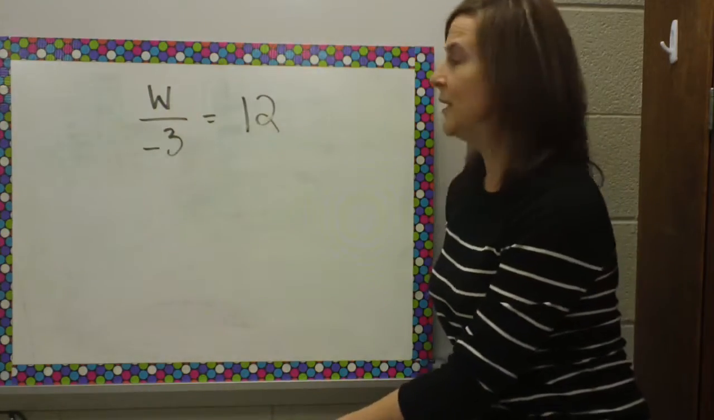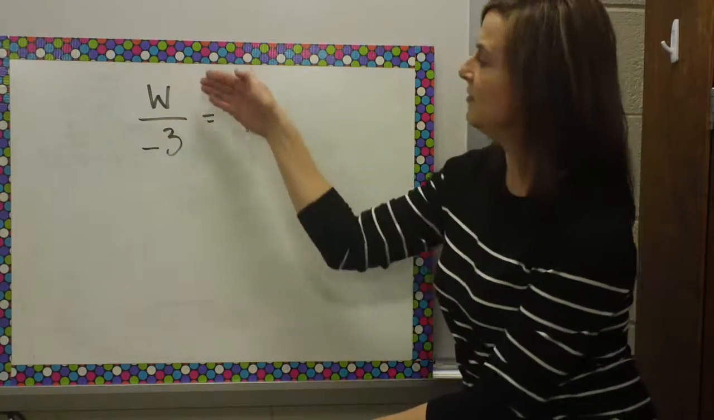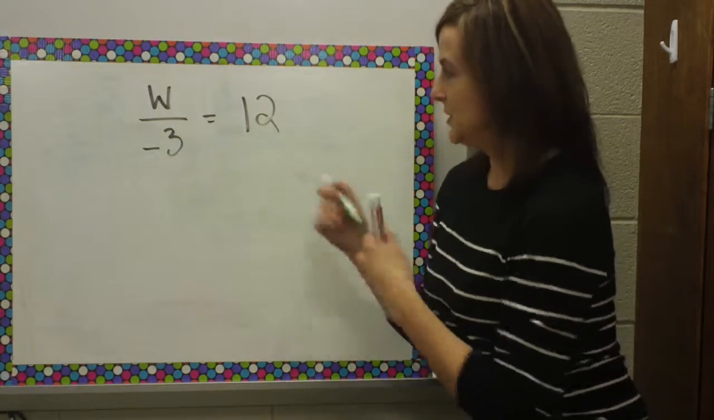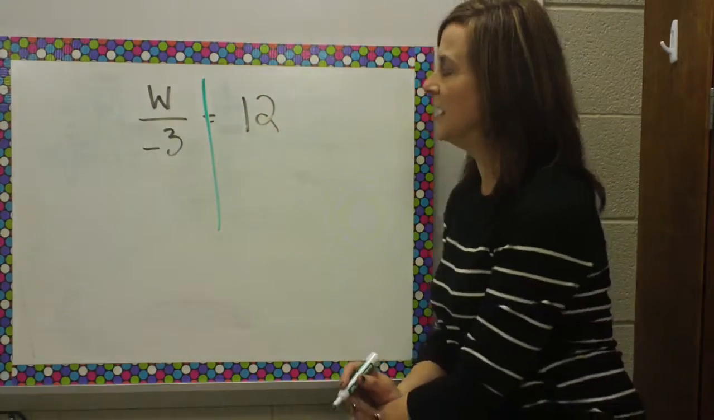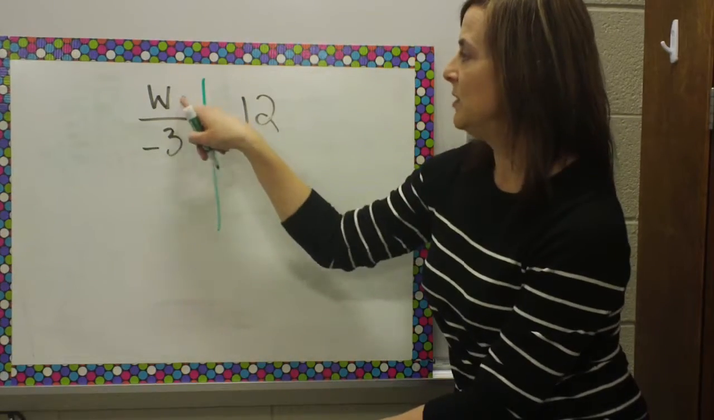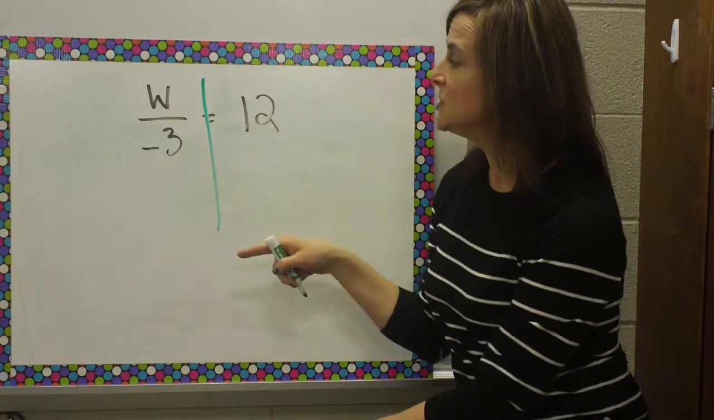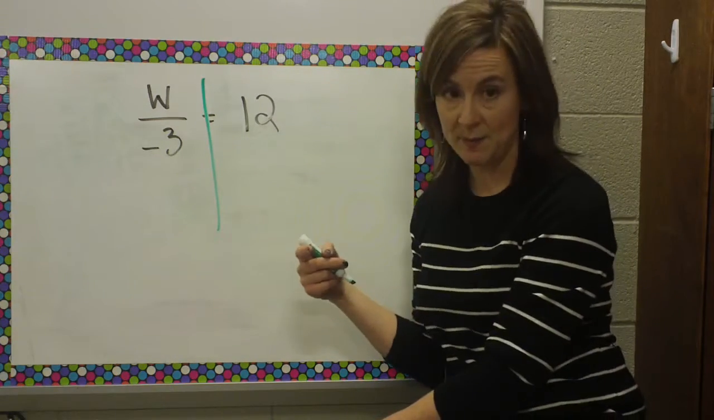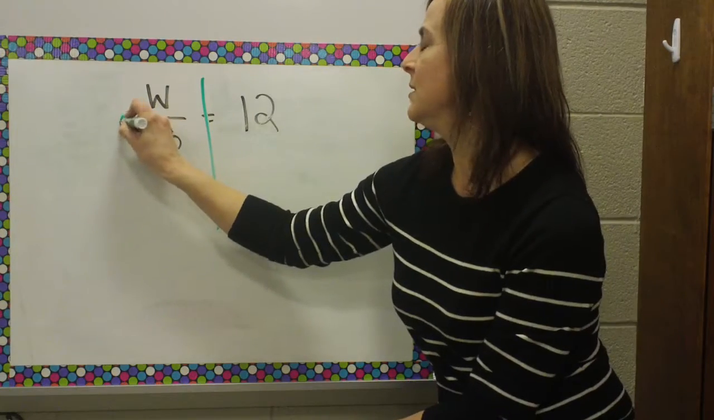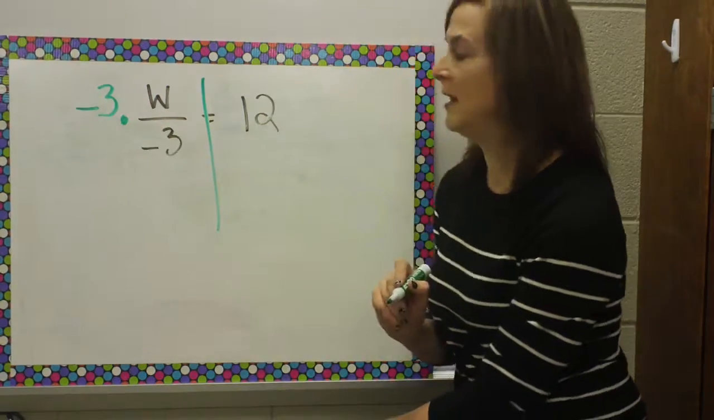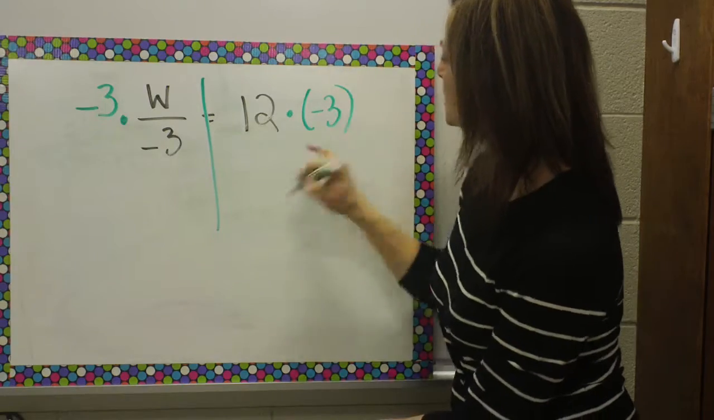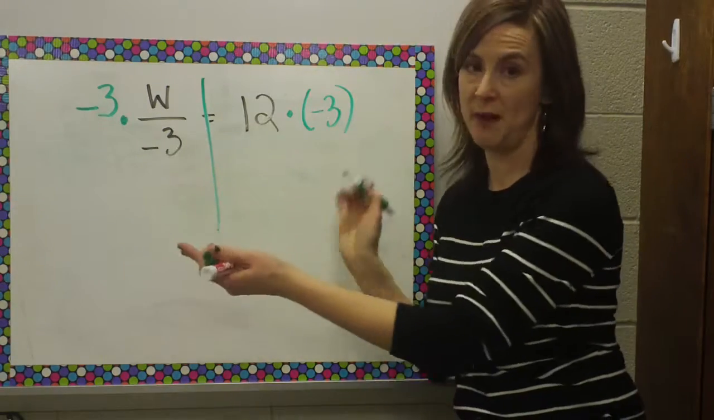In this problem, which you should write down in your notes as an example, we have the variable w divided by negative 3 equals 12. So I'm going to start by dividing my equation so I can see both sides of the scale. Since w is being divided, then to get w alone, I'm going to do the opposite, and that's going to get rid of this negative 3. The opposite of dividing is multiplying. So I'm going to multiply by negative 3. Whatever I do to one side, I do to the other. So I'm going to multiply by negative 3 over here to keep it balanced.